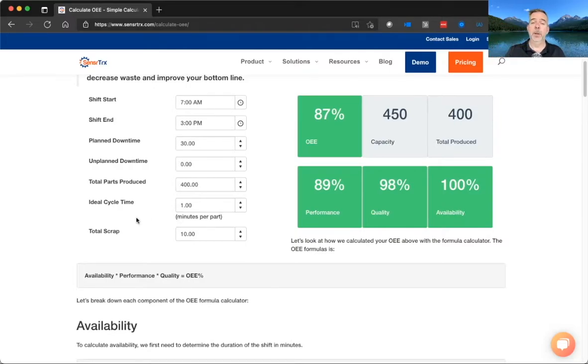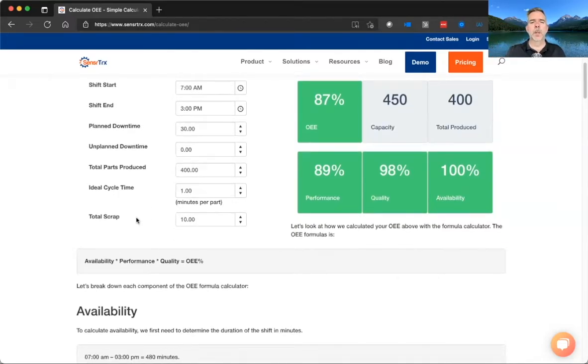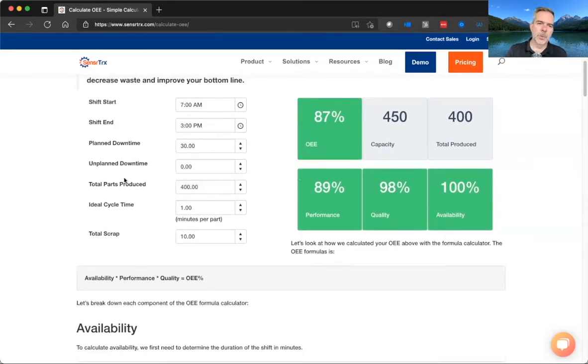Check out the cycle time video. It talks about how to do that. And then how much scrap do we have, which is used in the quality calculation. So those are our different inputs, and we'll talk about how each one of those goes into it.